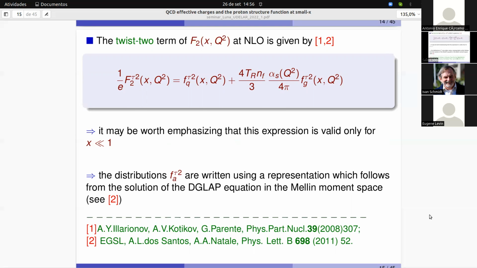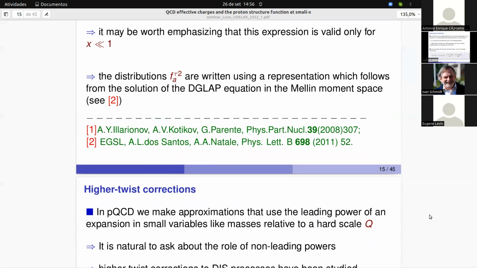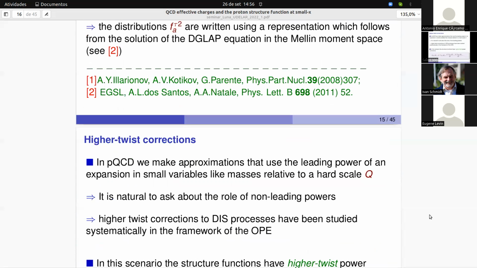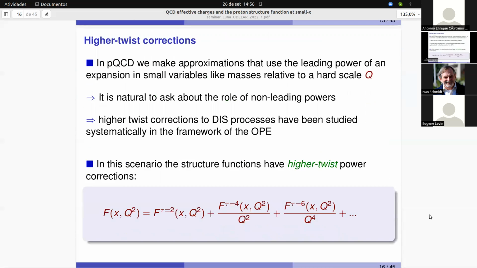In this work in 2011, we used a leading twist formulation to describe F2. We have seen that when you introduced the data in the deep infrared direction, the leading twist solution was not so good. So we have seen that it's possible to introduce high twist corrections.